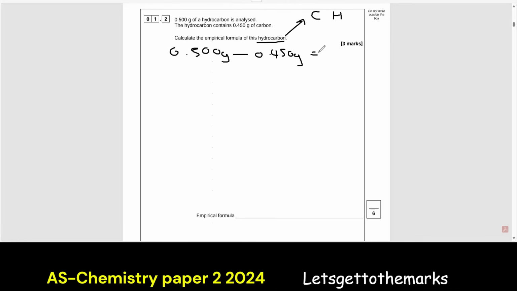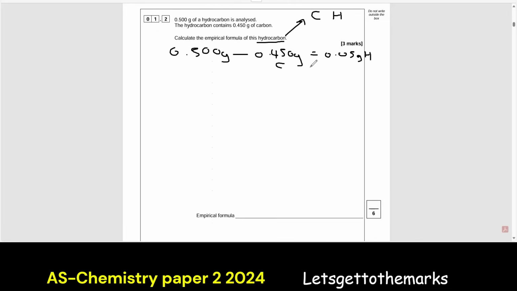So if you can't do that in your head, just stick that in the calculator, like me, because I'm a dozo when it comes to doing these. And we're going to end up with 0.05 grams of hydrogen. So now we know the answer. We can work out the empirical formula.